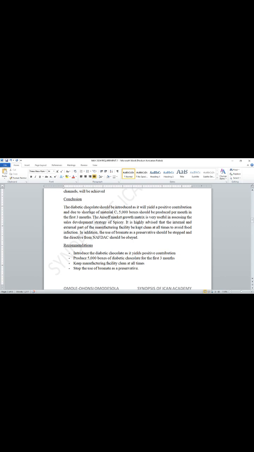Tell us about the diabetic chocolate. They say they want to introduce it. Should they introduce it or not? Because if you're telling us all these stories and your conclusion has no head, no tail, no direction, it's not good. So have direction. Yes, it should be introduced because it actually yields a positive contribution. And then, how many boxes should they produce? Because we were told to recommend how many they should produce in the first 3 months. So they should produce 5,000 boxes in the first 3 months. And then the Ansoff matrix was actually useful in assessing the development strategy of the company, the market development strategy. Then conclude on all those other information.